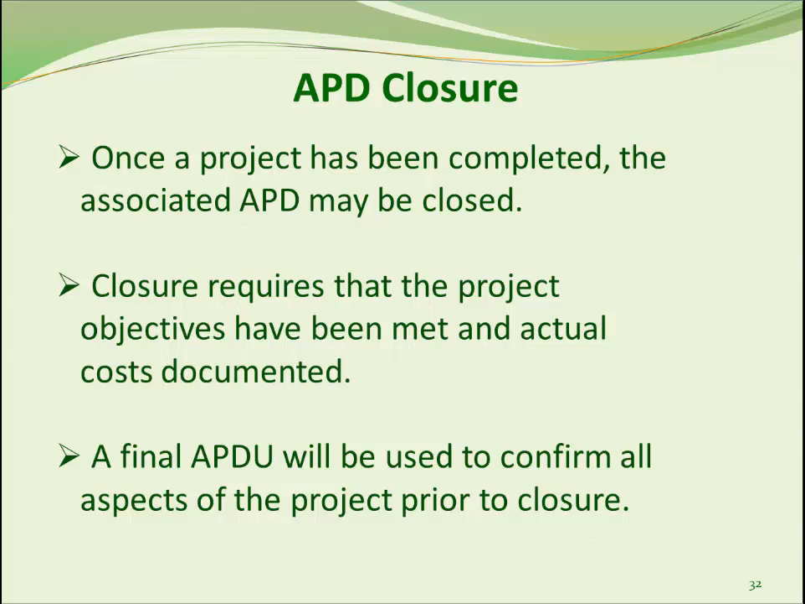The last topic is the APD closure. It is submitted when all of the work approved in the APD has been completed. When FNS reviews a state's APD closure, we will confirm whether or not your project objectives have been met and what costs have been incurred. We may request additional documentation to complete our review.